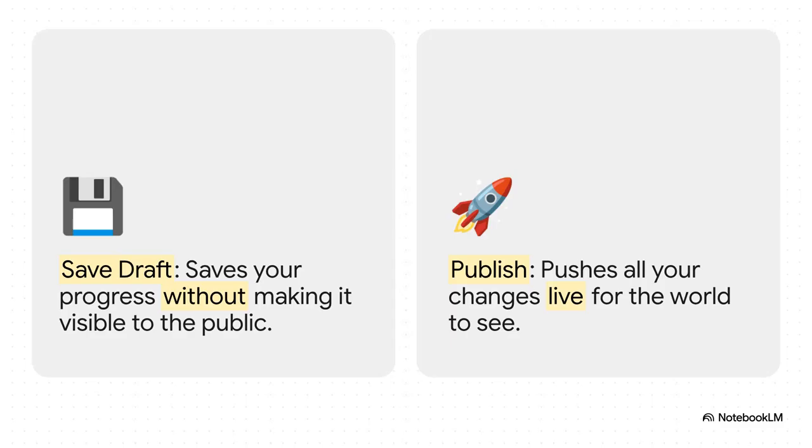When you're ready to save, you've got two really powerful choices. Think of Save Draft as your private save button. It records all your progress so you won't lose it, but nobody out there on the internet can see it yet. Publish, on the other hand, well, that's the big red launch button. When you hit that, all your amazing work goes live for the whole world to see.